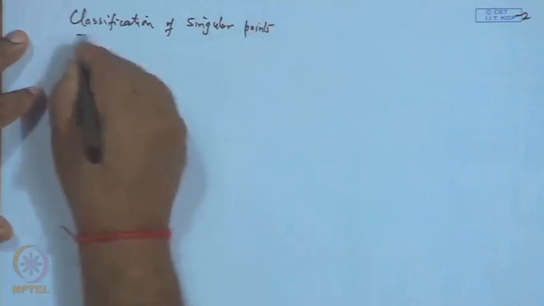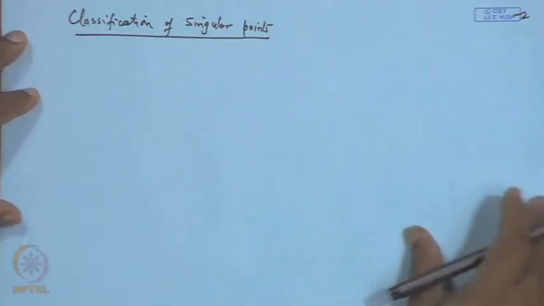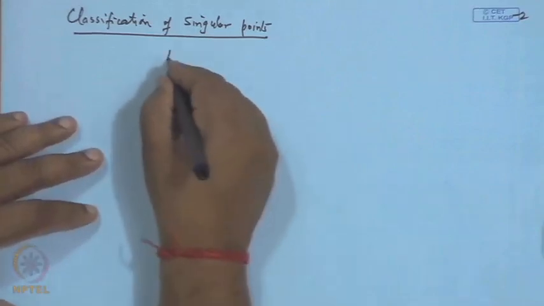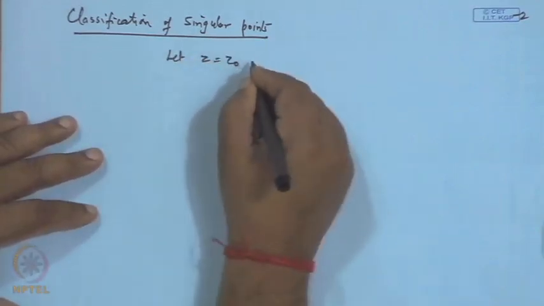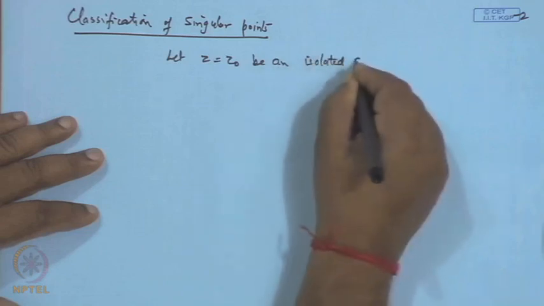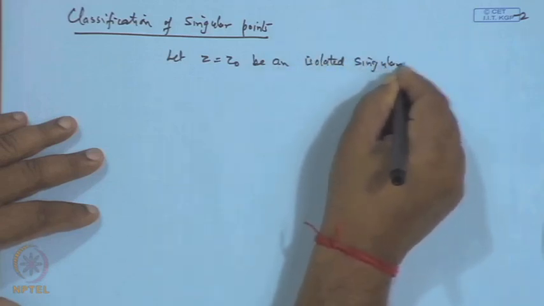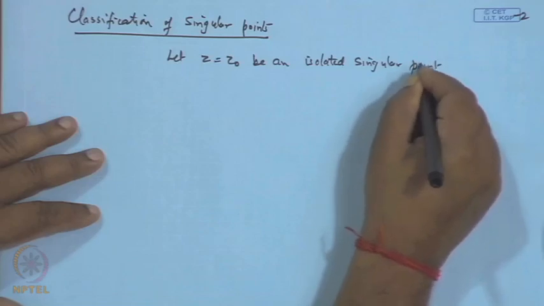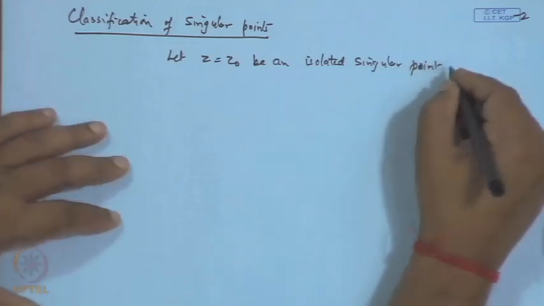Singular points. Let us suppose z equal to z naught is an isolated singular point of the function f(z).